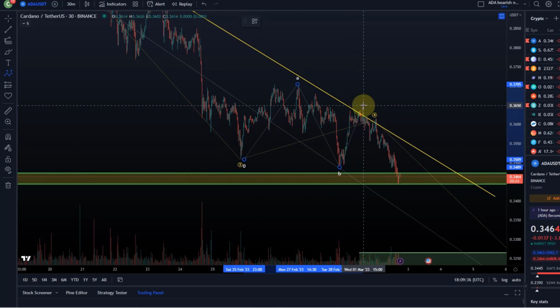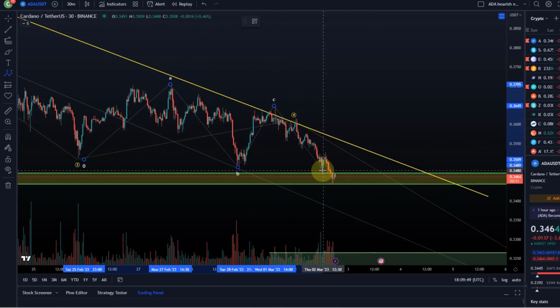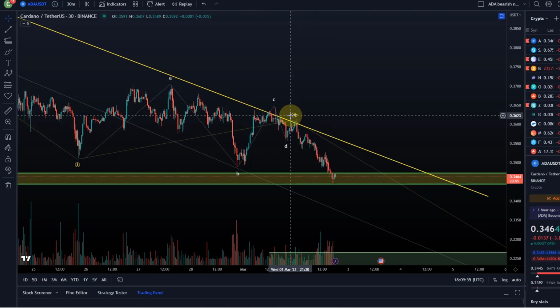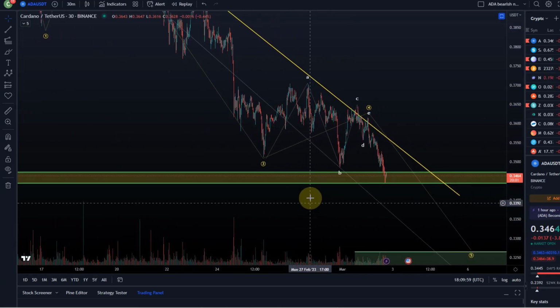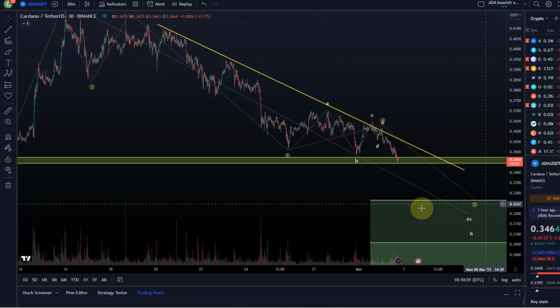The move up in a C wave, we came down in a D wave, which, let me see, where did I have that? Yeah, that would need to sit probably here, and then the E wave here. This is sort of for me the most likely, or the best way of counting it.